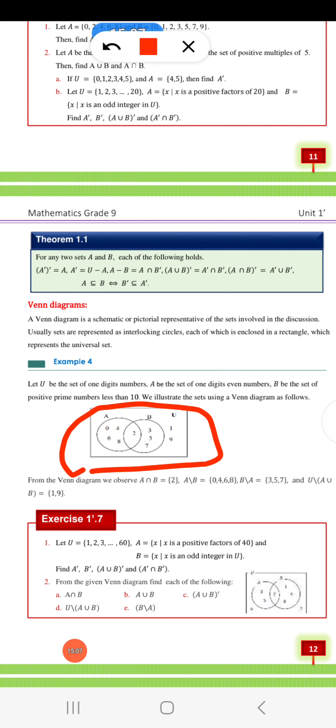Let U kun maali, universal sets be the sets of one digit number, A be the sets of one digit even number, B be the sets of positive prime number less than 10. We illustrate the sets using Venn diagram as follow. Okay, akkaataa kanatti ibsuu dandeenya jaa.